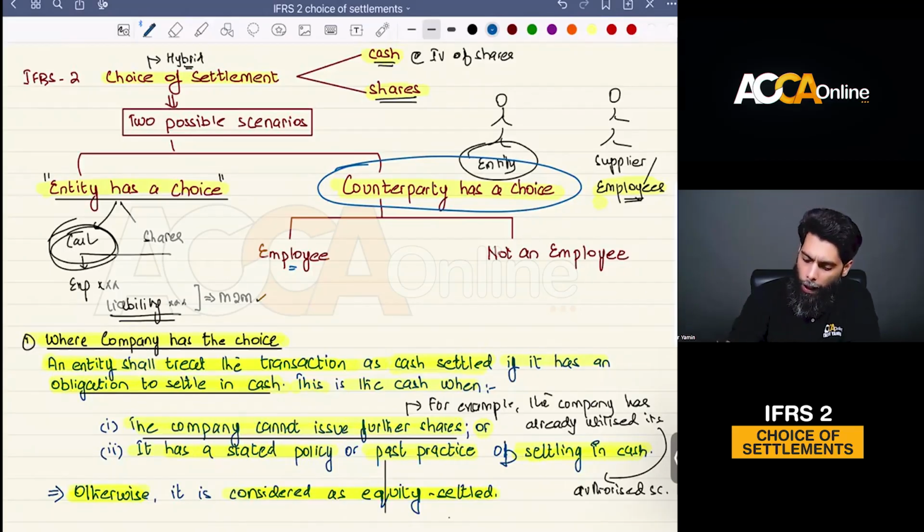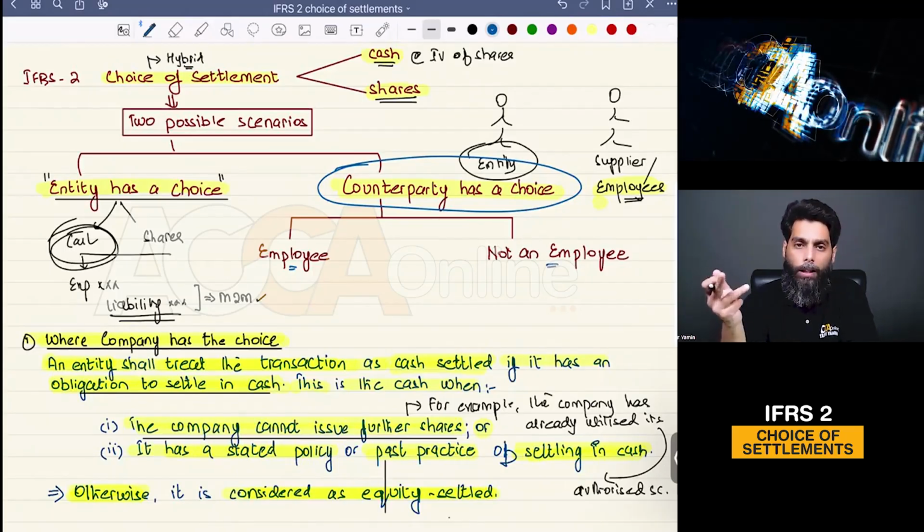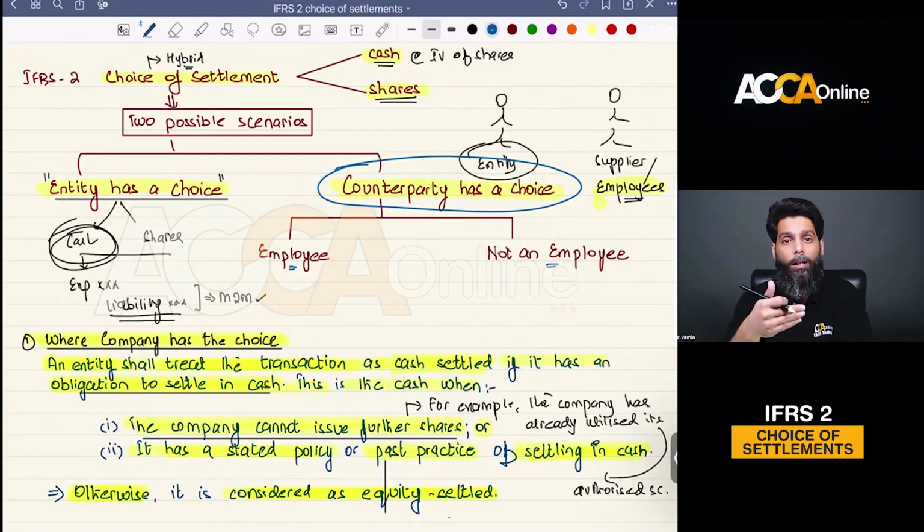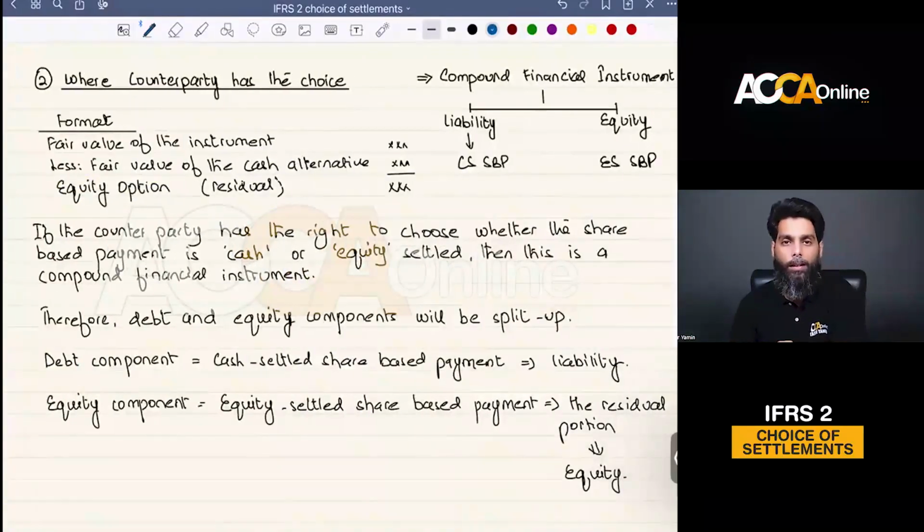Or it could be a supplier, not an employee, who decides if they want cash or if they want shares. Both types of parties could be your counterparty. Now, regardless of who the party is, the accounting treatment is very similar. Sir, what is the accounting treatment? Let us go towards the next slide.